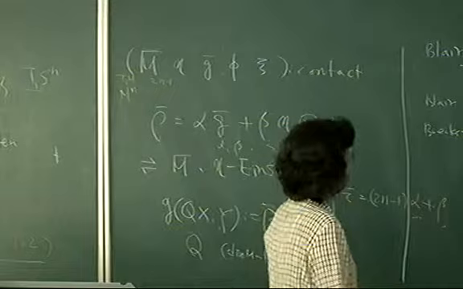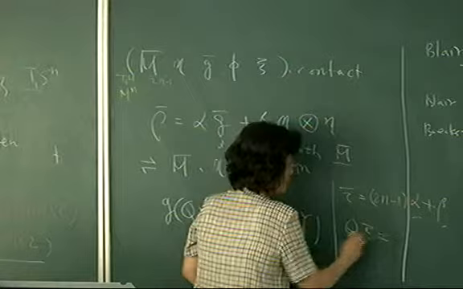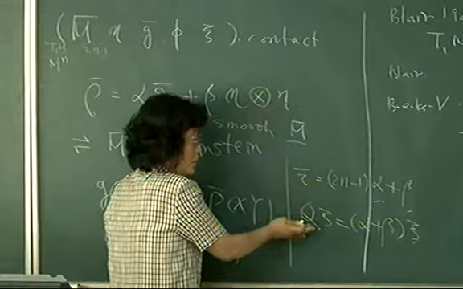Also, if you look at this one, the Ricci operator of the characteristic vector field: the characteristic vector field xi is an eigenvector of the Ricci operator. We call the contact manifold in this case H-contact.